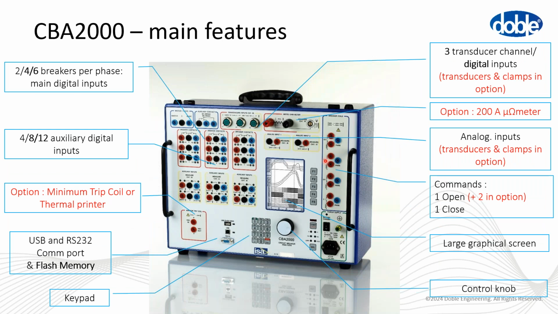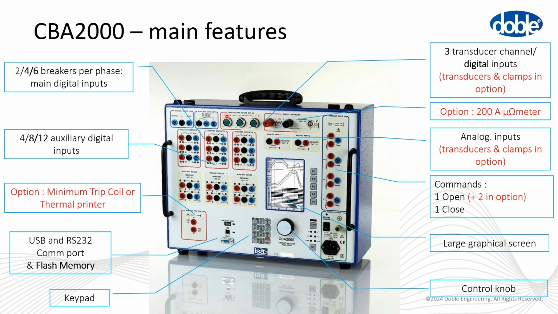CBA 2000 is very similar to the 1000. The main difference is this part. It has more than just one timing input. It has up to 6 breaks per phase, so 6 inputs for each phase. The same for auxiliary.